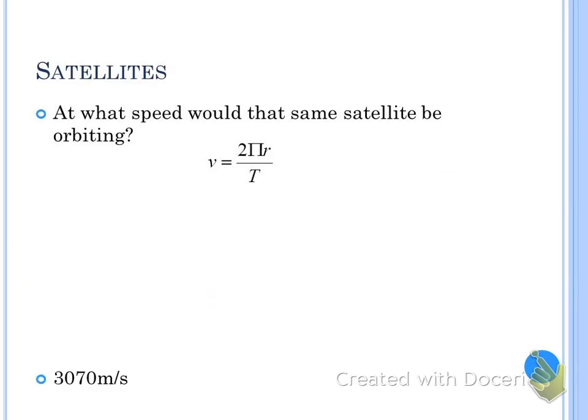So that's it for Chapter 5. Satellites and acceleration due to gravity were the last thing. Your book goes over something called Kepler's Law. We're not doing Kepler's Law, so we're going to exclude that part of Chapter 5. So that is the end of Chapter 5.